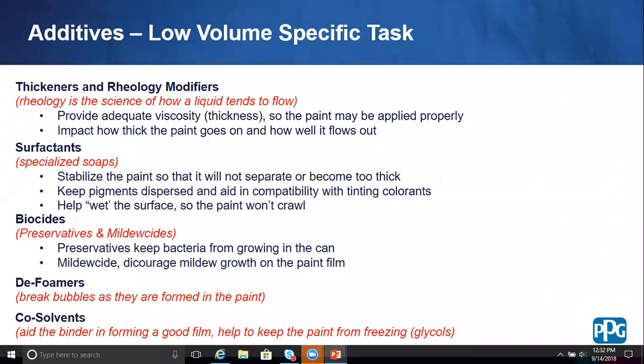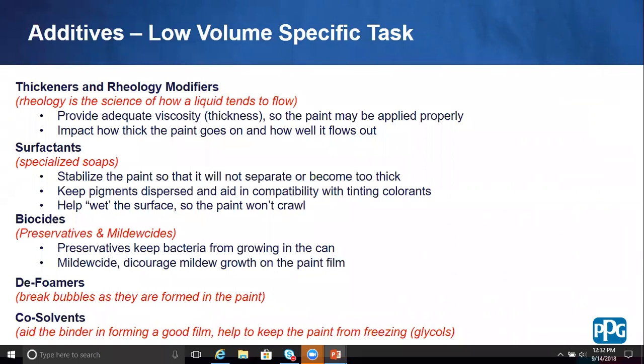Since we have specialized soaps in a can, if you didn't have defoamers, as you shook up your paint, you'd have all these bubbles. So because we add surfactants to the paint to do certain things, we also have to add defoamers so that you don't have these bubbles when you spray or roll on. Again, aesthetically, that can really mess up the paint. So that's important.